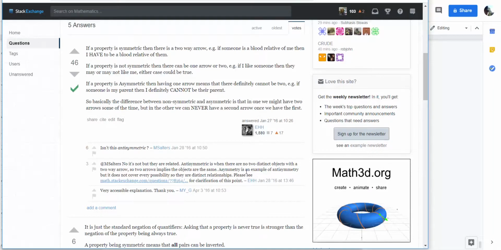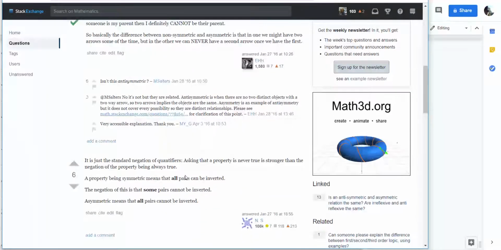"No, it's not, but they are related. Antisymmetric is when there are no two distinct objects with two arrows. So two arrows implies that the objects are the same. Asymmetric is an example of antisymmetry, but it does not cover every possibility, so they are distinct relations." Okay.